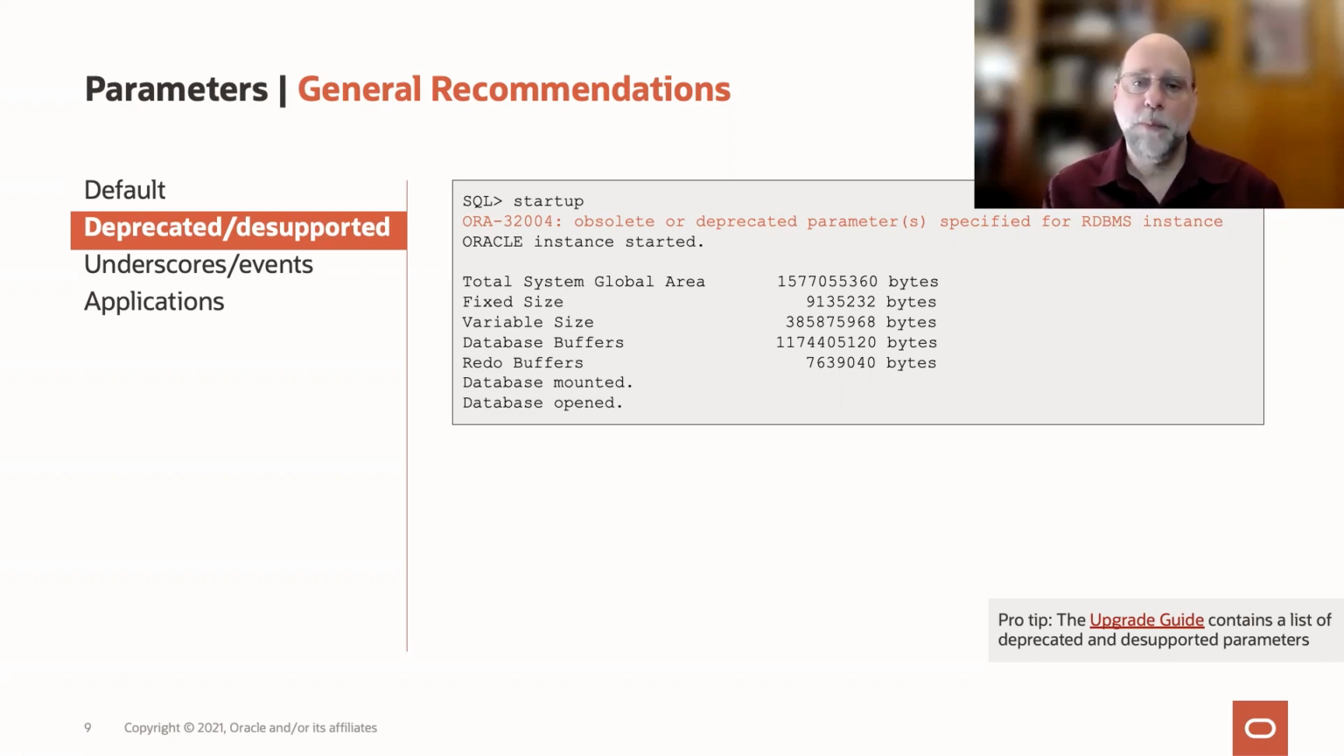A deprecated parameter is one that we reserve the right to desupport at any time. And that desupport could come in the next release update, it could come in the next full release, or it could come many years down the line, depending on the conditions. One example of that was the secure case-sensitive password parameter, which was introduced in 11.1, deprecated in a succeeding release, and is being desupported.